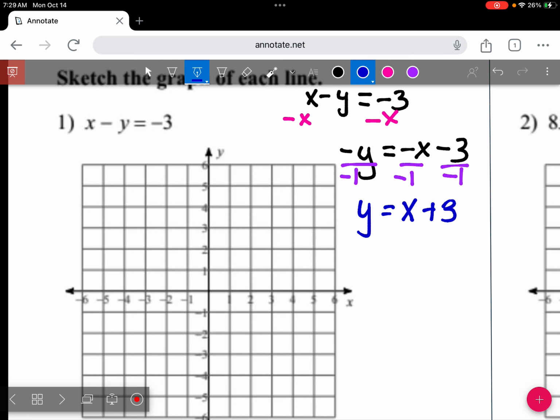So how do we graph this? Where do I start? On the +3 on the y-axis. I find my y-axis, that's the up and down one. So I've got my y-intercept at 3. That's that b. Our slope, our m, is 1, which means we go up 1, right 1, up 1, right 1, or we could go down 1, left 1, down 1, left 1. Either way, the more dots you plot, the easier it is to connect them up.